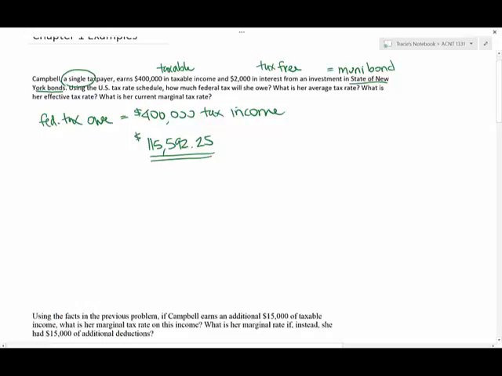Okay, so now the next thing it wants to do is it wants to know her average tax rate. So to calculate her average tax rate, we're going to take her total tax and we're going to divide it by taxable income. So 115,000, did I write this wrong? 529.